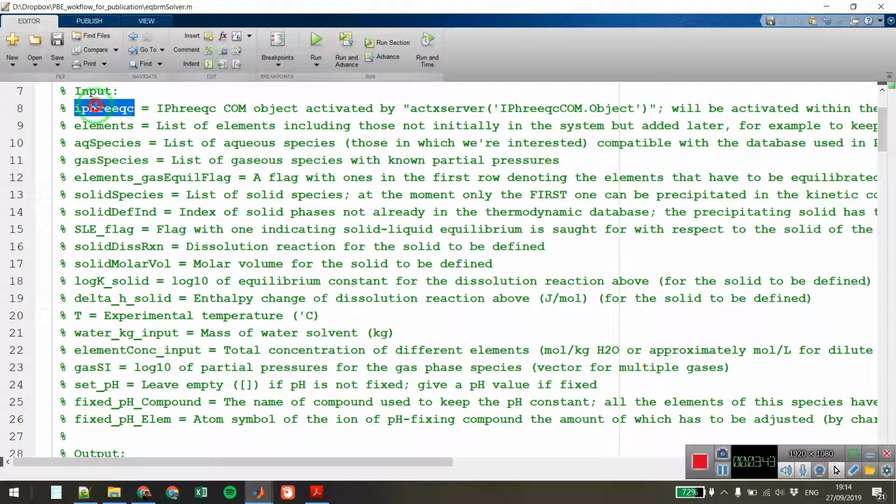So you have to put in the PHREEQC COM object, which you can activate using this command. If you do not provide it, the function will automatically activate this COM object. But of course, if you do not provide it, then every time you call the function, it has to be loaded. It may add some computational burden to your system. So it's better, if you have a large number of computations, to provide it externally.